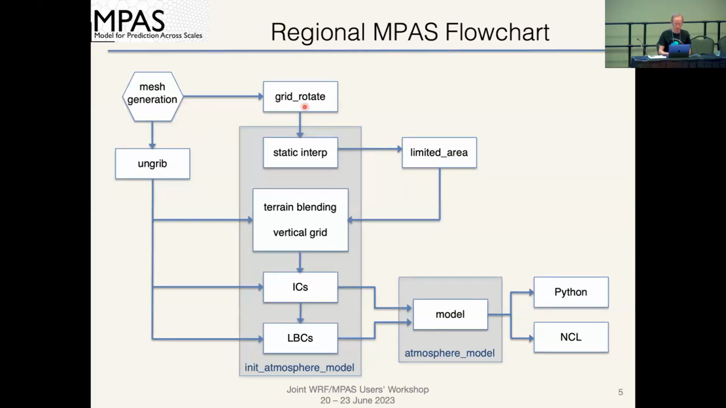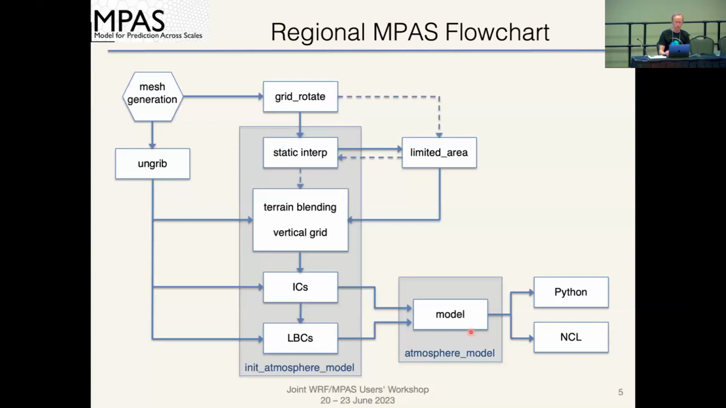Maybe if I go to a laser pointer, that's better. If it's a variable resolution mesh, you might want to rotate it. If it's a quasi-uniform mesh, you probably can skip this step. You can go on and interpolate static fields to the entire globe and then cut out a subsection of those static fields, and then move on to, we'll talk about this terrain blending step in just a couple of slides. Generate a vertical grid, interpolate initial conditions, lateral boundary conditions, and run the model.